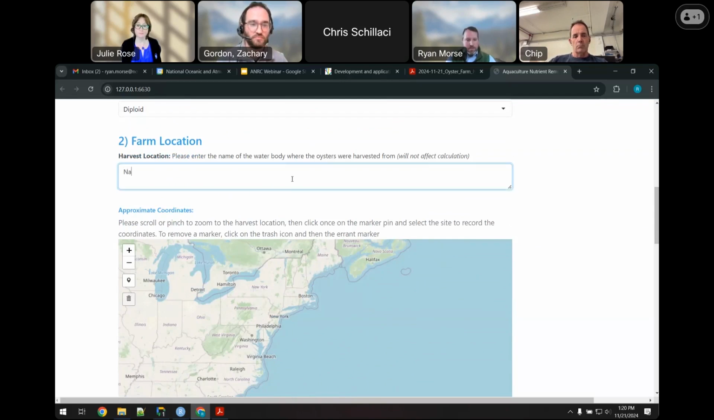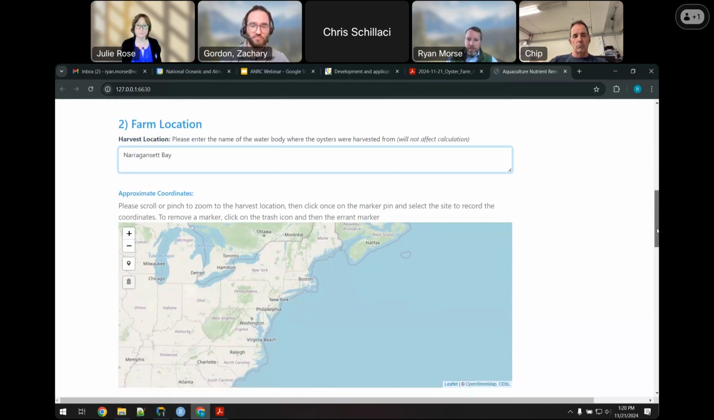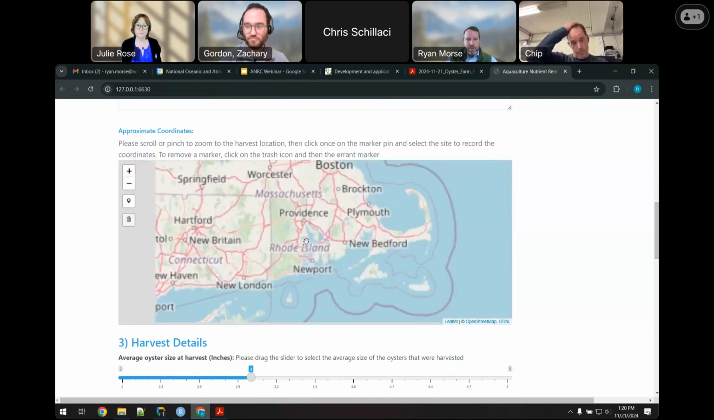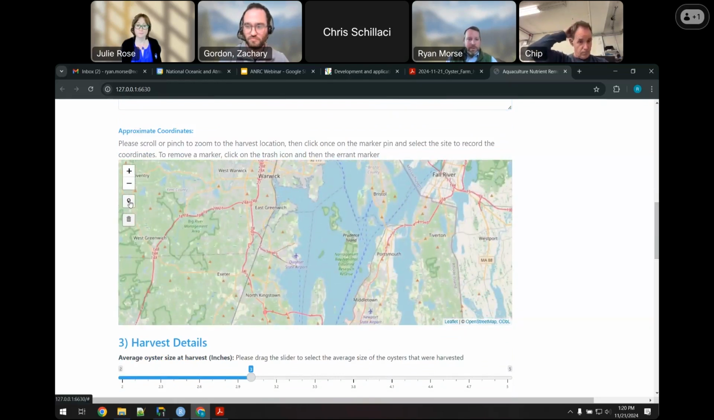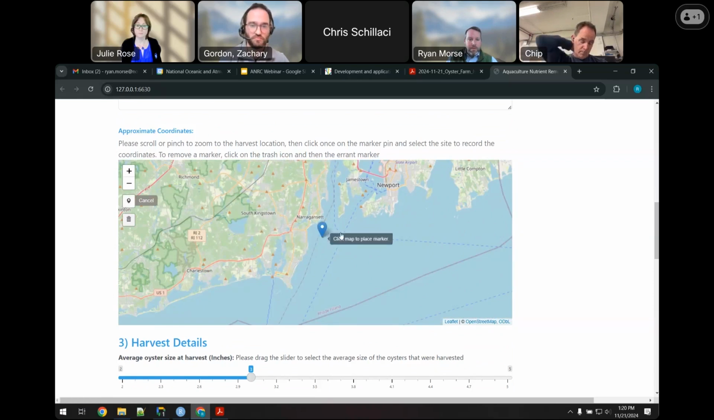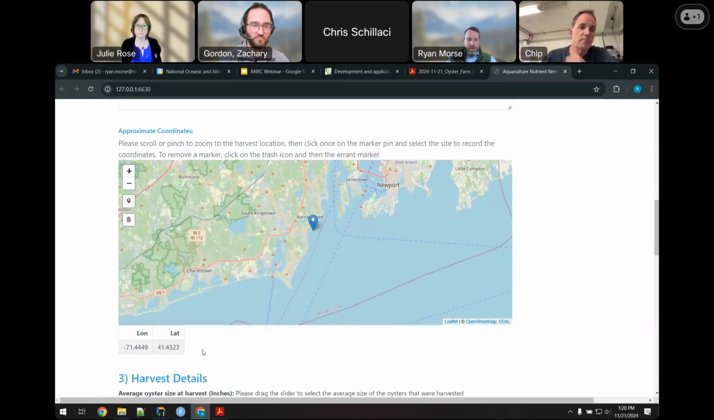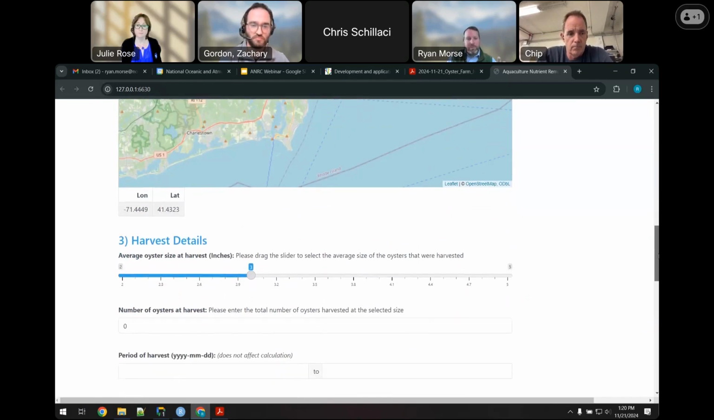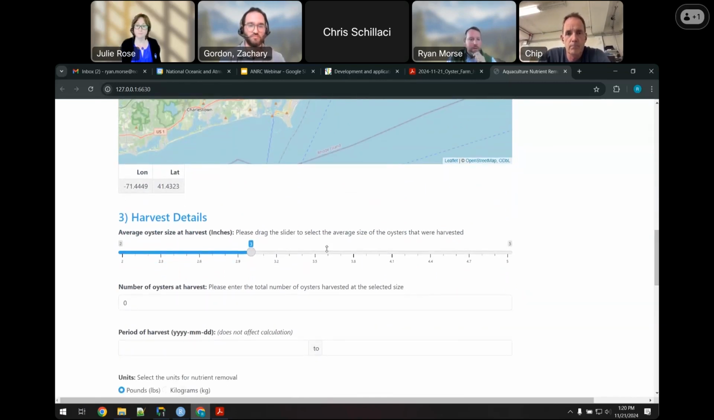Farm location. This is just coming up in the report. And then an approximate coordination. So you can zoom in to wherever you are, select the drop-down pin, put it there. And the latitude and longitude are recorded. And then this is also sent with the information in the PDF report that you can submit.